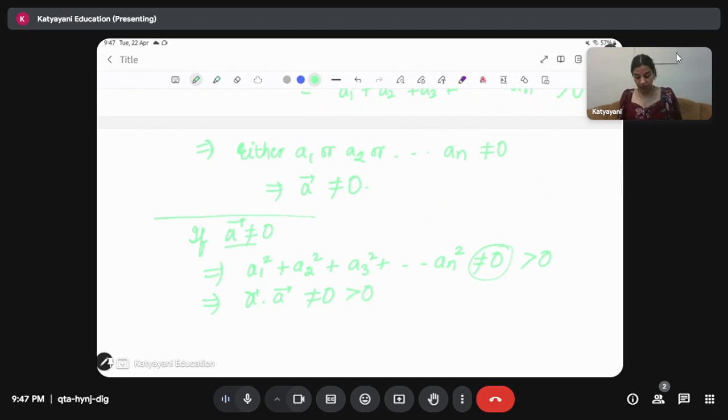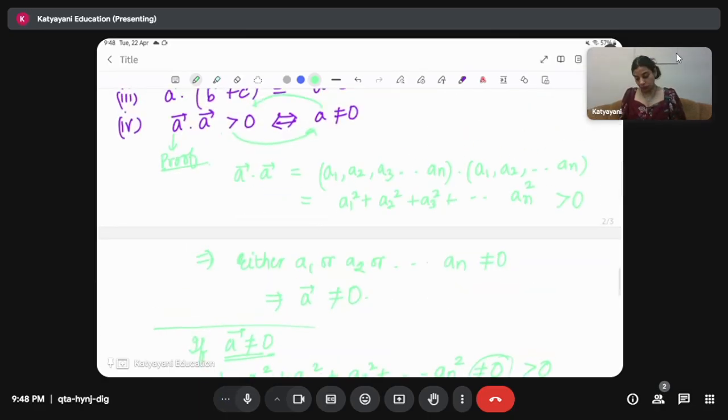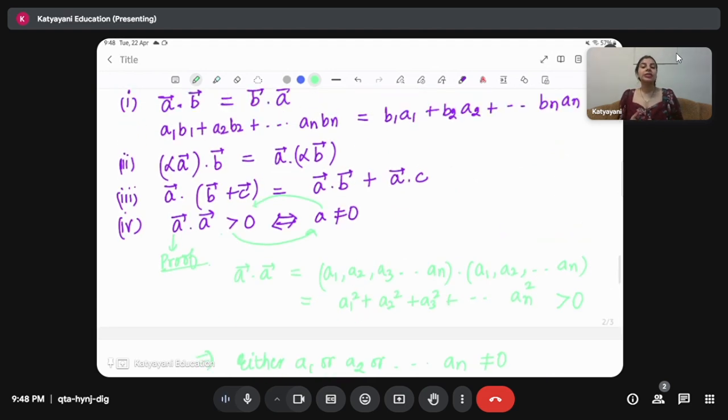So from here, if A is not 0, then A dot A has to be greater than 0. We have also proved this. So we have proved the double implication. We have gone from LHS to RHS and then from RHS to LHS, reaching each with a one-sided implication, which implies that the implication is double-sided, right? So that was the fourth rule, that if A dot A is greater than 0, then it implies that the vector A cannot be equal to 0. So these are some of the rules of the scalar product, right?